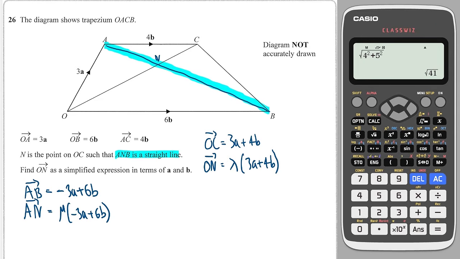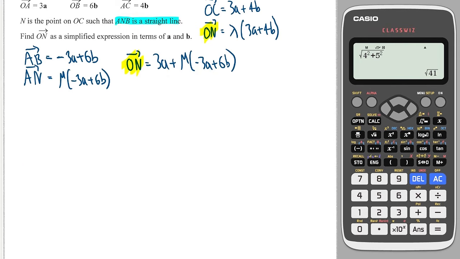And then what I could do is I could create an ON using AN. So I could go up to A and then across there, and that's going to get me from O to N. So that will be 3a plus AN, which we've just worked out is mu lots of minus 3a plus 6b. And now we have 2 expressions for ON, which is what we need. And what we'll do next is equate them.